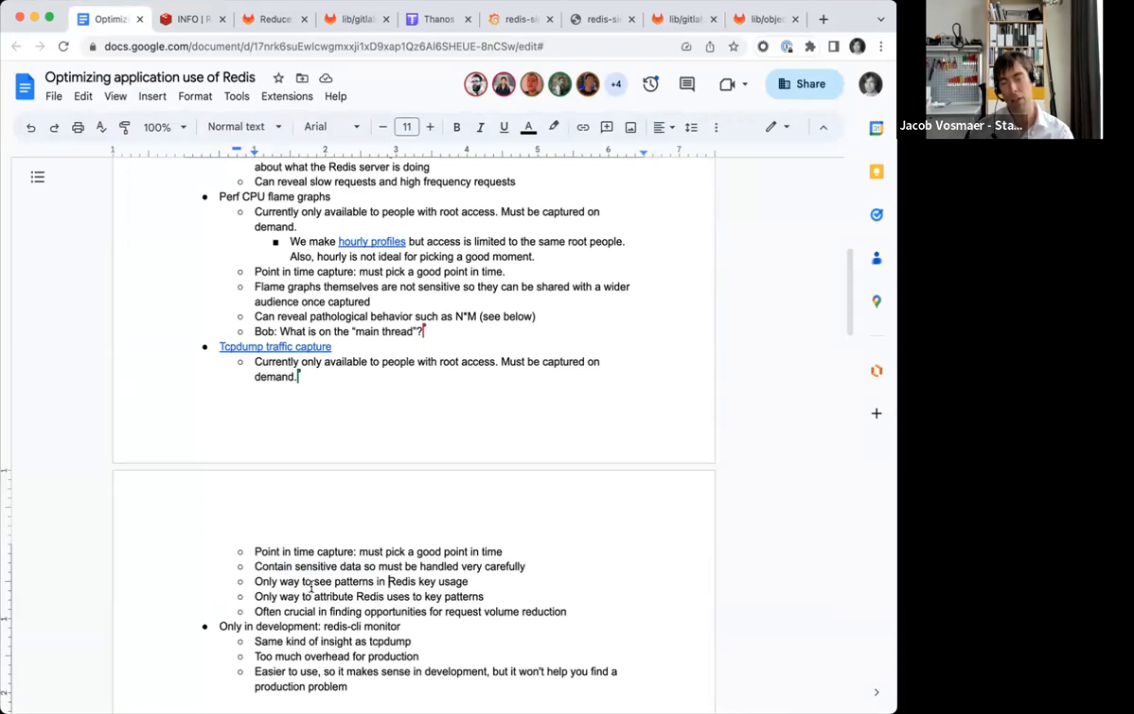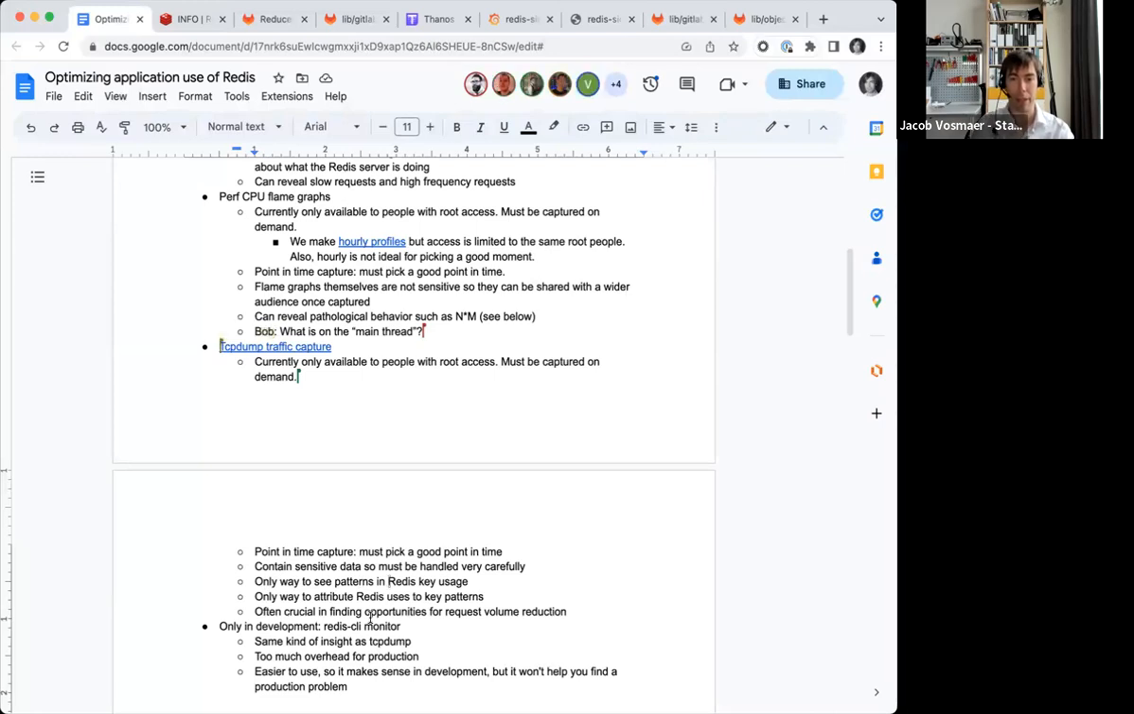So as far as I think right now, this is the only way you have to see patterns in key usage. And the other way around, if you see there's a lot of get calls on this Redis server, what keys are they getting, or what application code is doing that? In order to find out, you need to know what keys are being accessed. And the only thing we have for that right now is TCP dump.